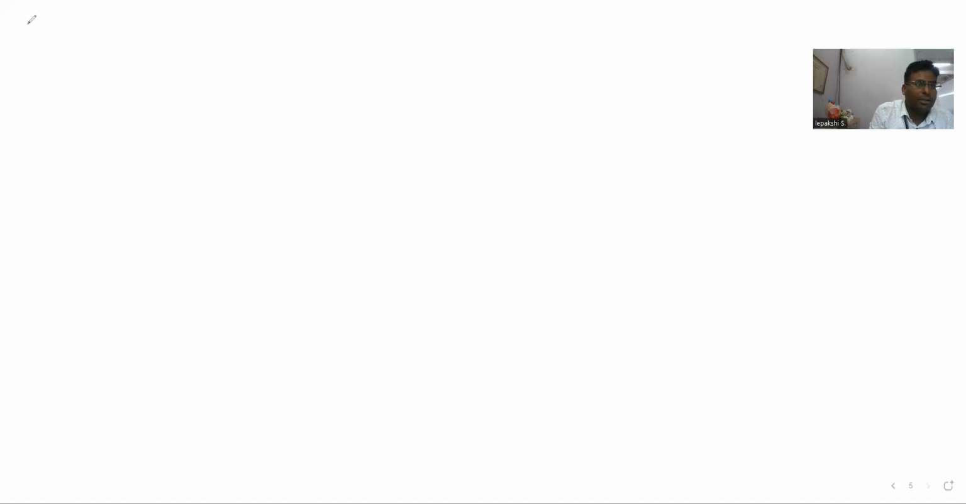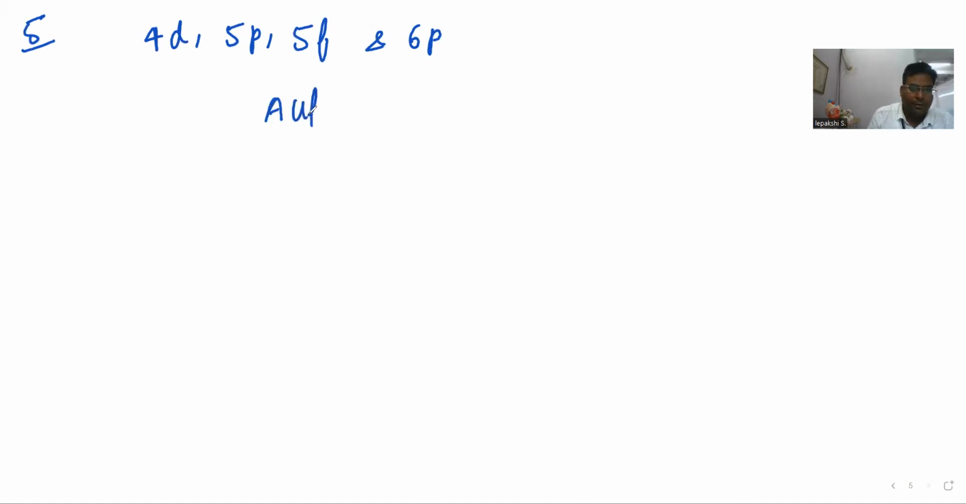Now see the next term, question number 5. 4D, 5P, 5F and 6P orbitals are arranged in decreasing energy. So when we have to find the energy level, we have to apply the Aufbau formula. This is your Aufbau principle to find the energy of the orbitals.